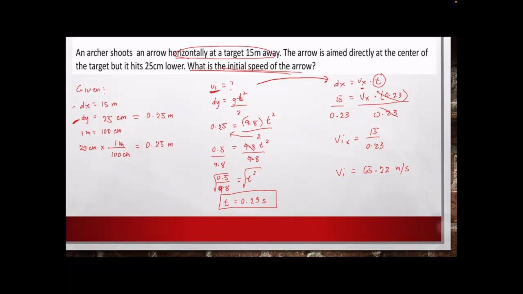Then after that, we can now find for the initial velocity kasi given na yung dx which is the 15. Then divide both sides, we can have 65.22 meter per second. Question?